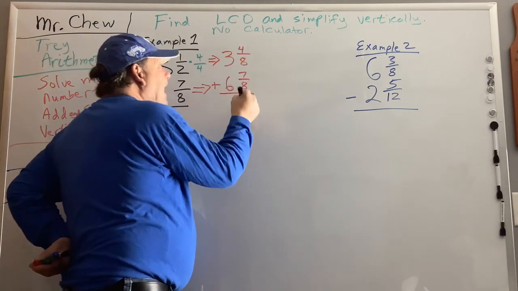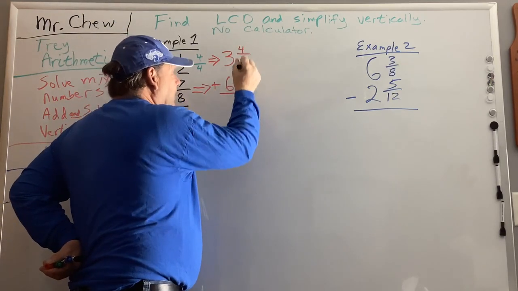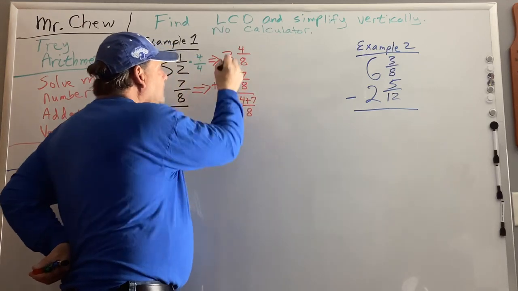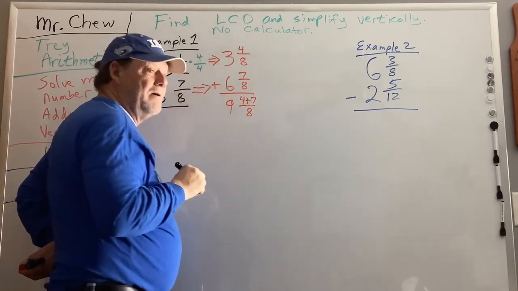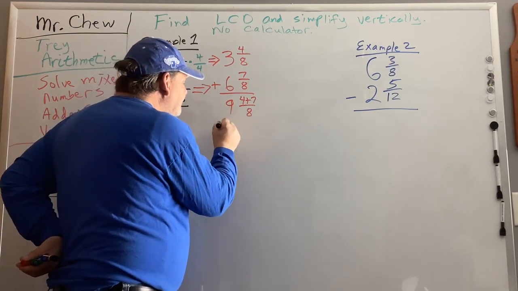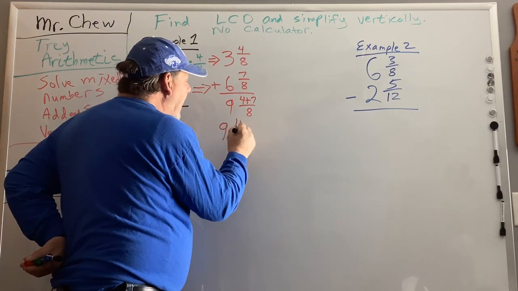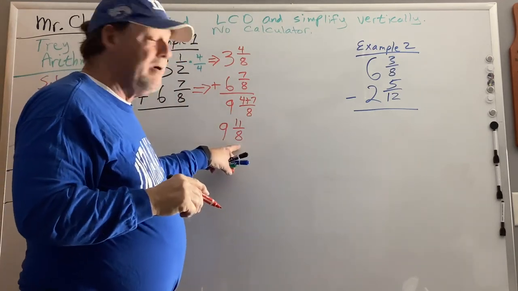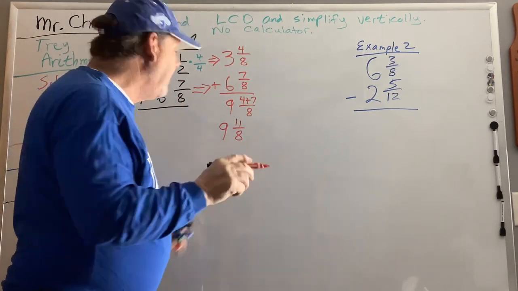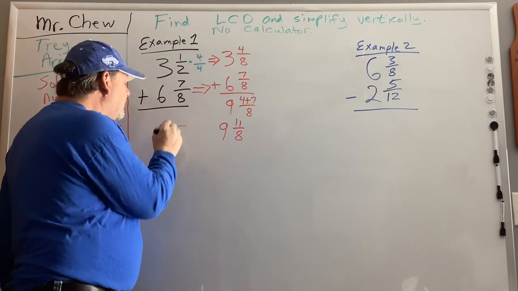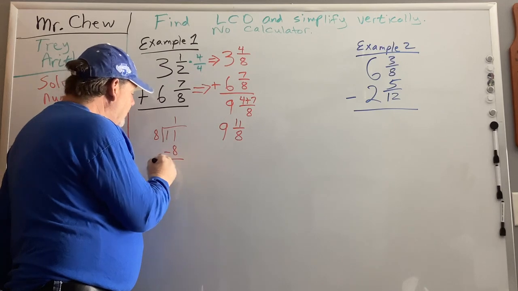So as I add down, they're in 8s, 4 plus 7 over 8 is 11/8, 6 plus 3 is 9. So this is 9 and 11/8. But 11/8 is improper. So I have to take my 8, and some people don't have to do this, but it's the way you do it.